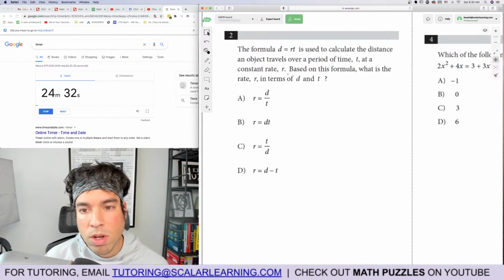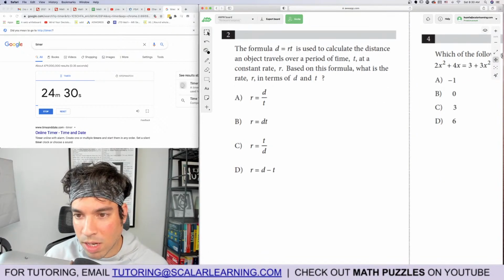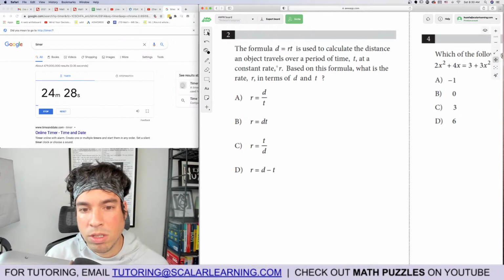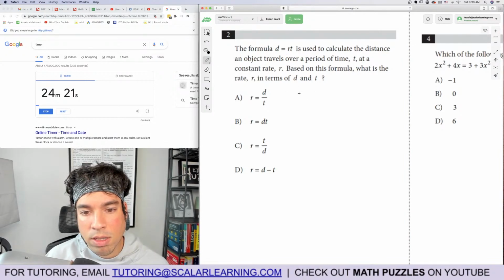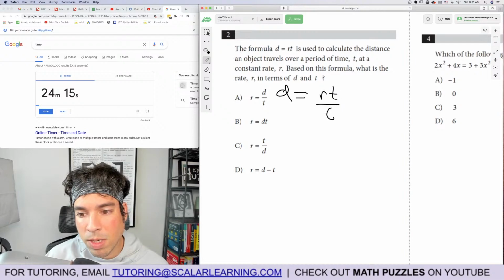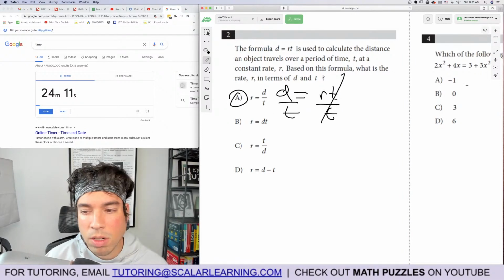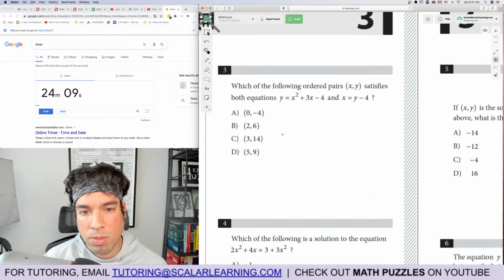All right, number 2. The formula d = rt, distance equals rate times time, is used to calculate the distance an object travels over a period of time t at a constant rate r. Based on this formula, what is the rate? Okay, isolating quantities question. Isolate r. You must divide both sides by t. Boom, it should be d over t. Done. First couple questions are going to be on the easier side, right?